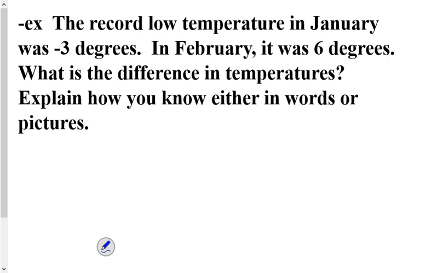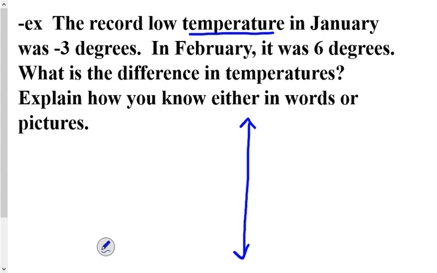Next, the record low temperature in January was negative 3 degrees. In February, it was 6 degrees. What is the difference in temperatures? And I ask you to explain how you know, either in words or pictures. A lot of times with integers, pictures and number lines make them easier to understand. We're talking about temperature, and I think often that's easier to understand on a vertical number line because we think about temperatures, thermometers going up and down.